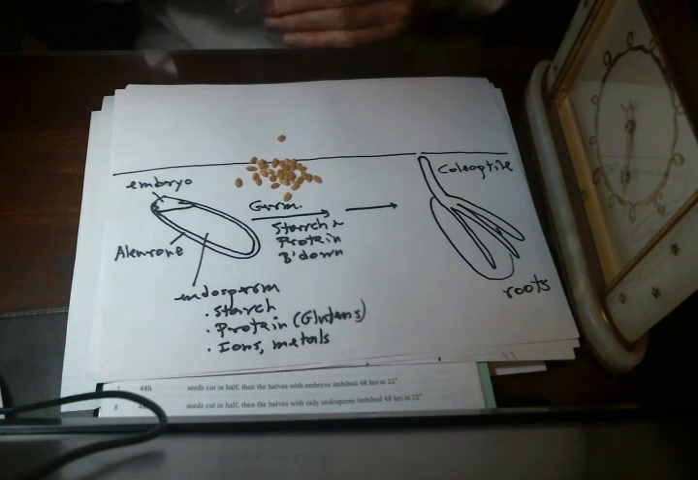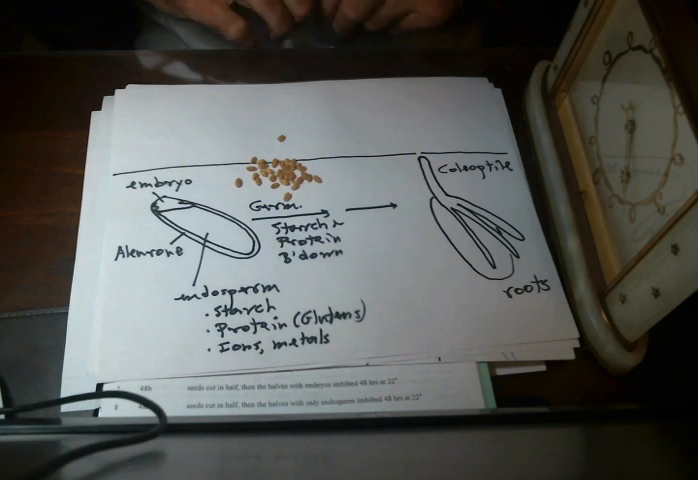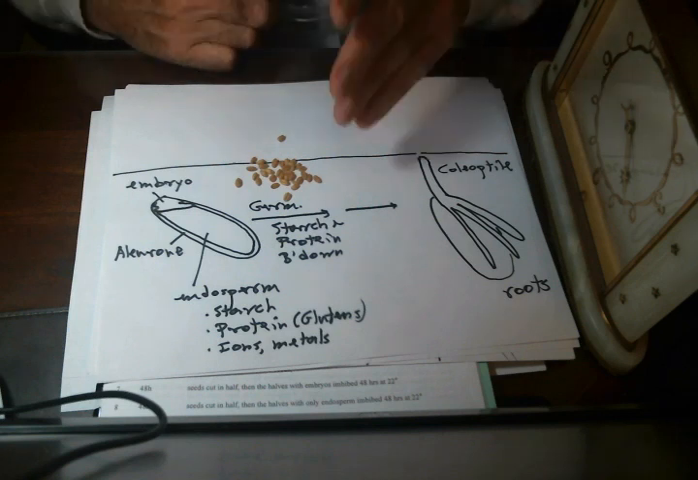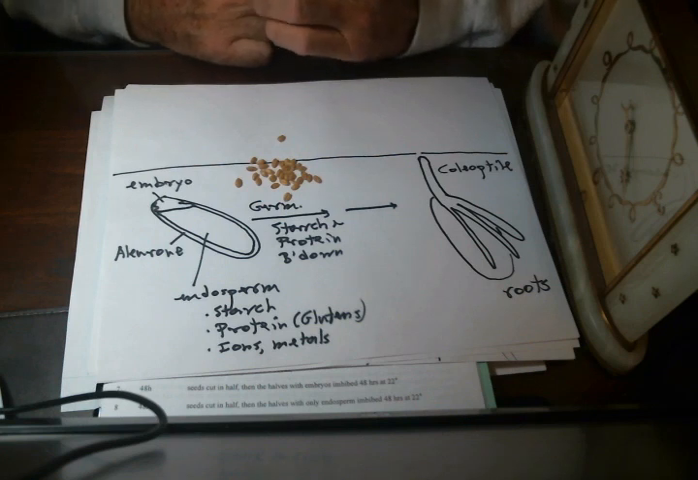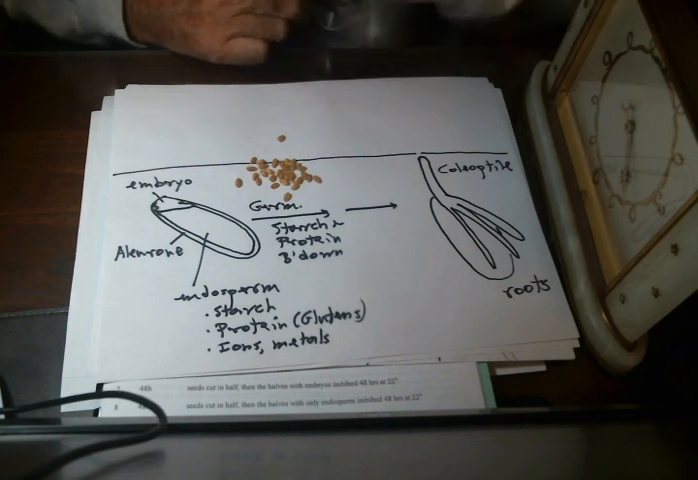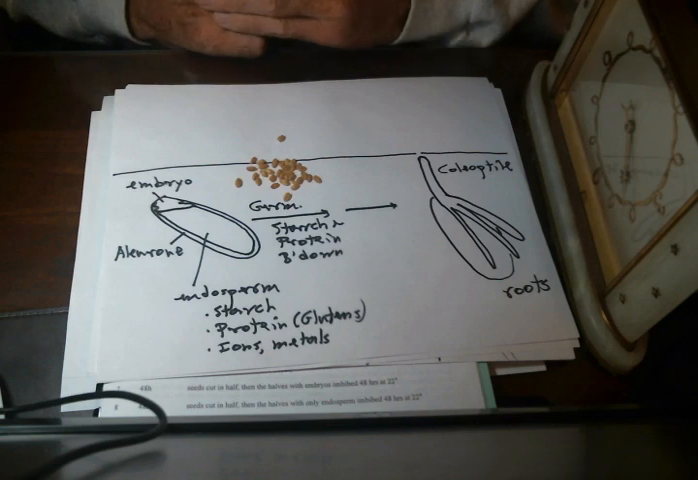Cereal grains are things like corn's a cereal grain, rice, wheat, barley, oats, all that kind of stuff. They're in the grass family. They all have reasonably similar structures, reasonably similar processes that they go through during the germination process.